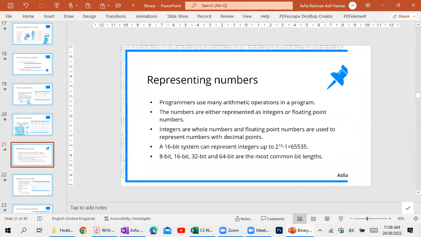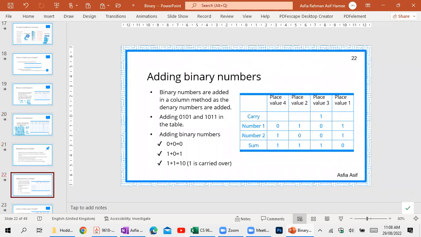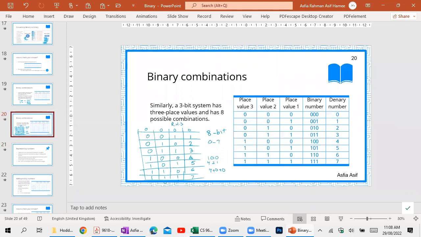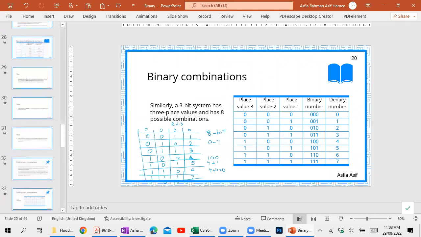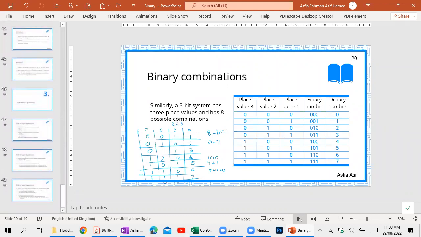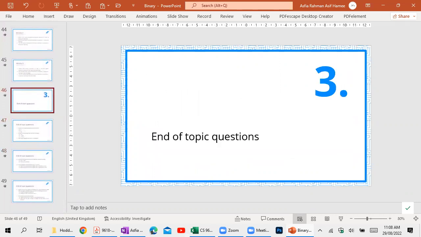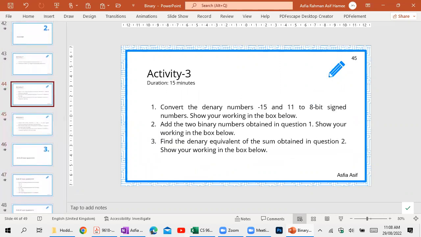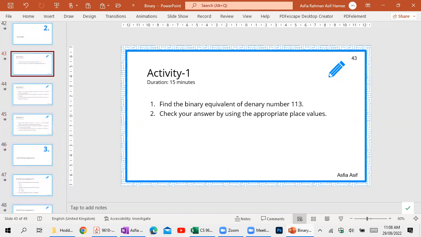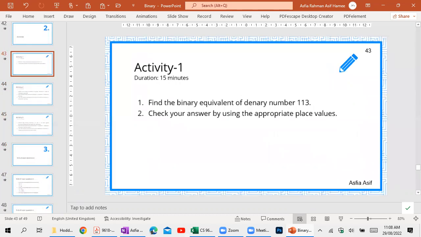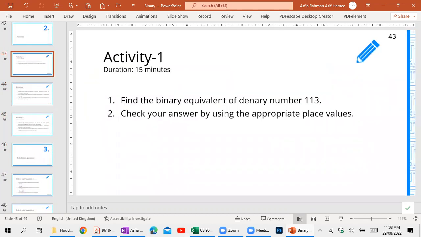Let's do some practice. Okay, first, let's do some conversion questions. This one: find the binary equivalent of the denary number 113. And then check your answer by using the appropriate place values.